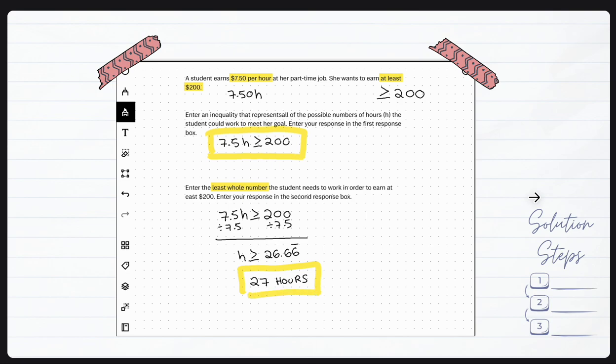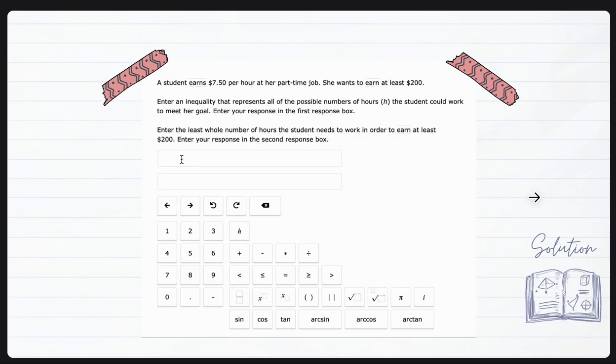So we're going to take that answer and enter it in the second response box. Remember, we want to follow the directions carefully. The first response box is on top, and we're going to enter our inequality, which is 7.5 H is greater than or equal to 200. And then in the second response box, we're going to put 27 hours, and that's it.